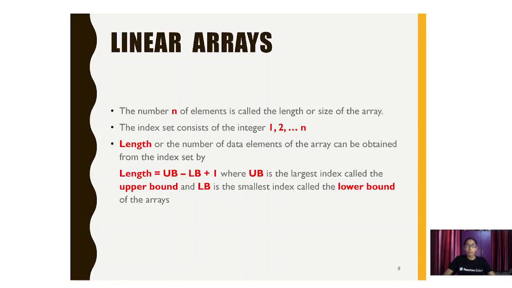Now, the number n of elements is called the length or size of the array. The index set consists of the integers 1, 2, 3, 4 up to 8, and the length, or the number of data elements of the array, can be obtained from the index set by length = upper bound minus lower bound plus 1, where UB is the largest index, called the upper bound, and LB is the smallest index of the array. So here the length of the linear array, the number of data elements, is formed by the index numbers.